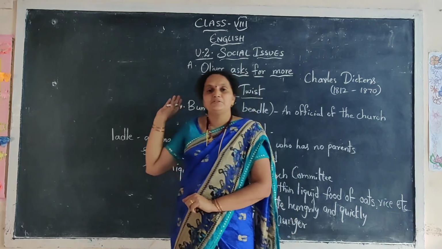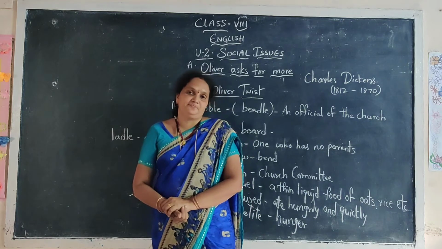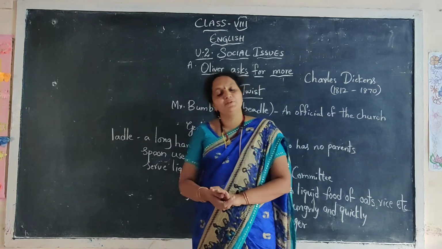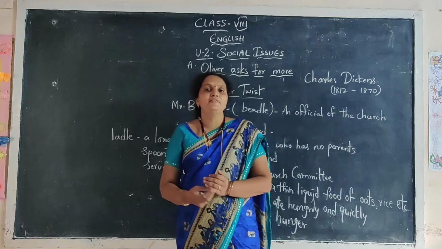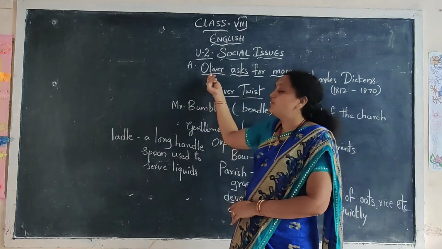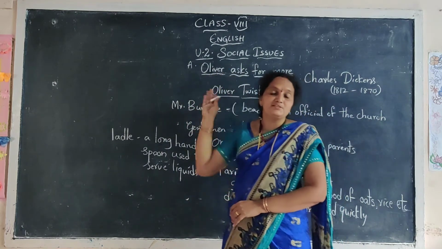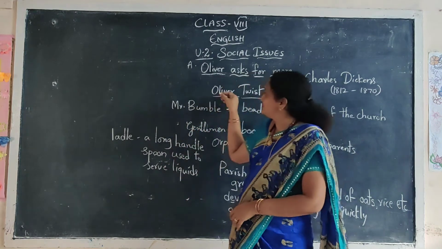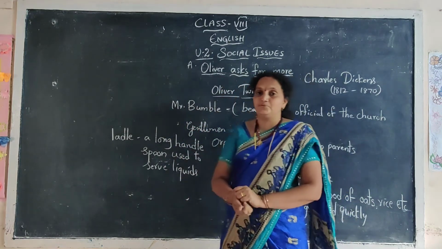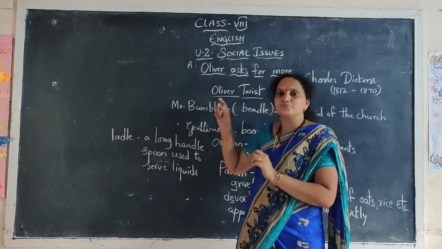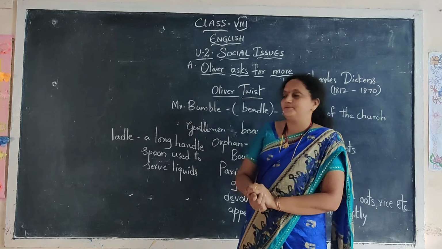So here it is about homeless children. Why do they become homeless? When they have no parents, they become homeless. Such a child is Oliver Twist. This was a full story, and the name of the story is also Oliver Twist. In this lesson, only a few extracts, a few incidents, were taken.